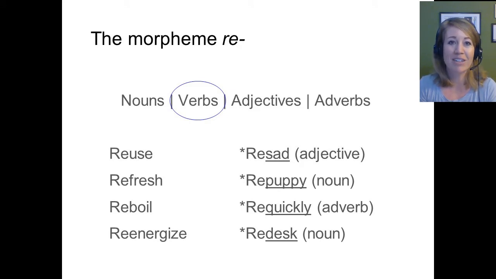Think about the words on the left: use, fresh, boil, energize. Okay, so reuse, reboil, re-energize, refresh. However, the words on the right: re-sad, sad is an adjective, re-puppy, puppy is a noun, quickly is an adverb, and desk is a noun. Some of you are thinking, well, fresh might be an adjective, right? He was fresh. But we can also use fresh as a verb, right? So I was freshening the sheets, right? And so there, in that case, it's a verb.